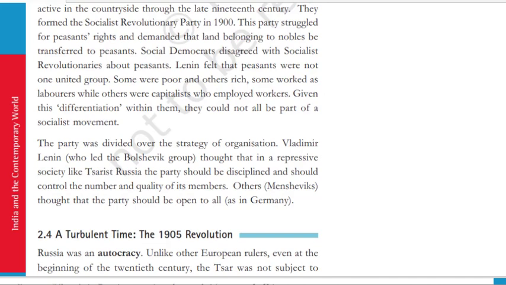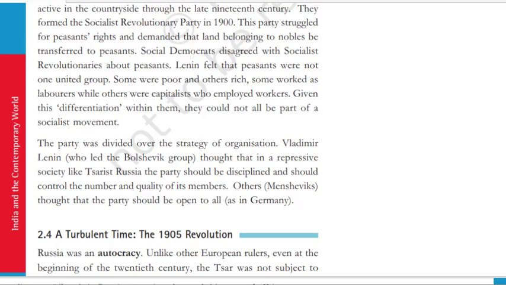Social Democrats disagreed with Socialist Revolutionaries about peasants. Lenin felt that peasants were not one united group. Some were poor and others rich, some worked as laborers while others were capitalists who employed workers. Given this differentiation within them, they could not all be part of a socialist movement.